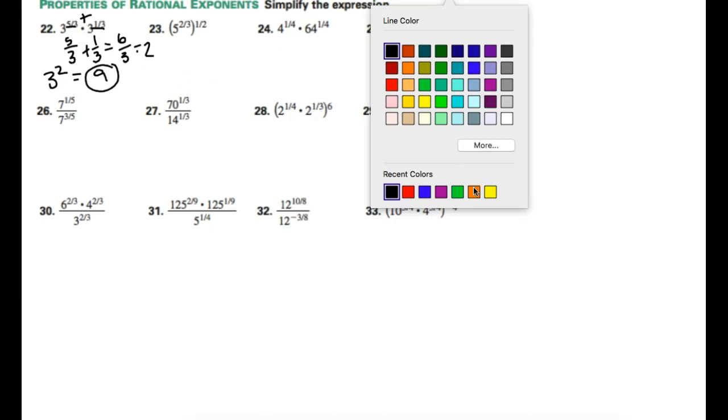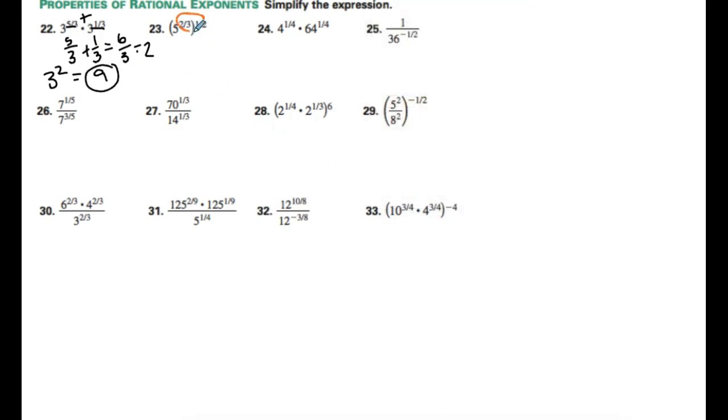If I look at the next example, exponent to an exponent means I'm going to multiply. So 2/3 times 1/2 would be 2/6, which is 1/3. So my answer here is 5 to the 1/3 power.